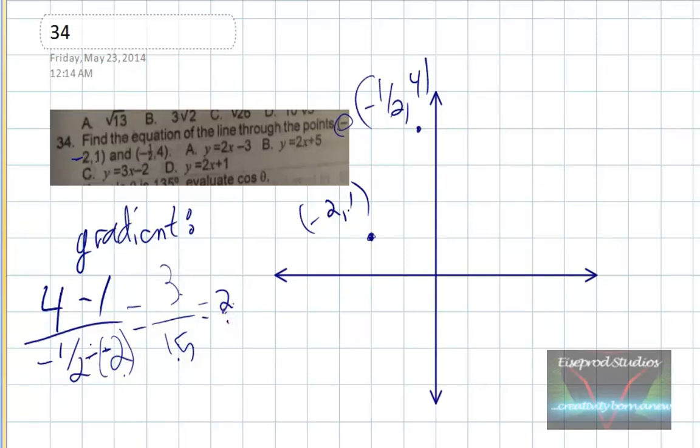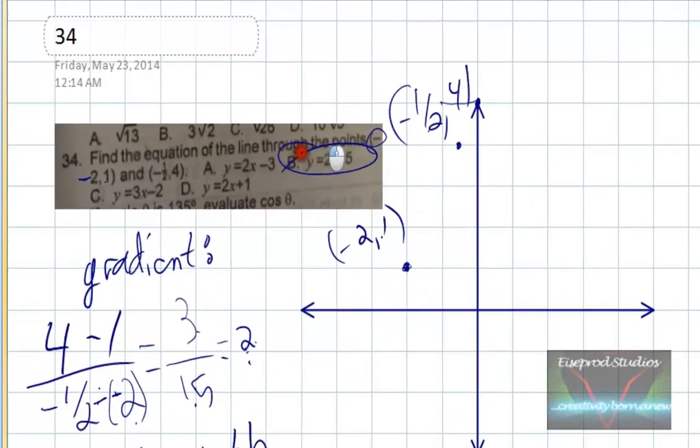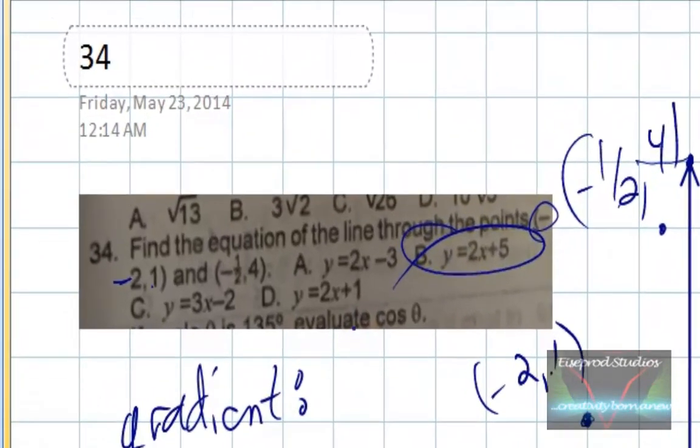Now we need to find the y-intercept, because remember that the equation of the line is y is equal to mx plus b. And so the y-intercept, you can see very clearly from the picture, since the slope, or the gradient, is 2, we're going to go up 2 over 1, up 2 over 1, and there we are at the point 5. And so then that would make our answer right here b. Y is equal to 2x plus 5.